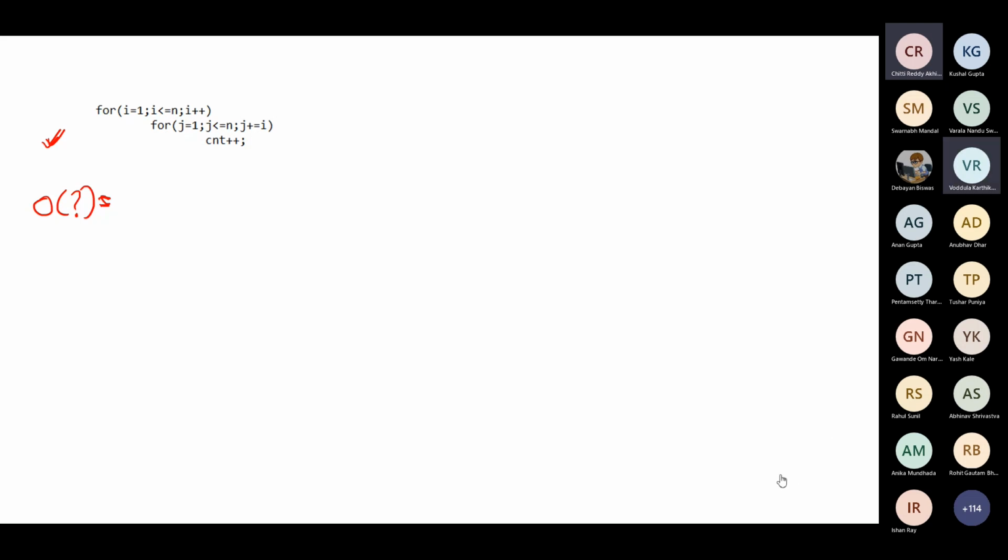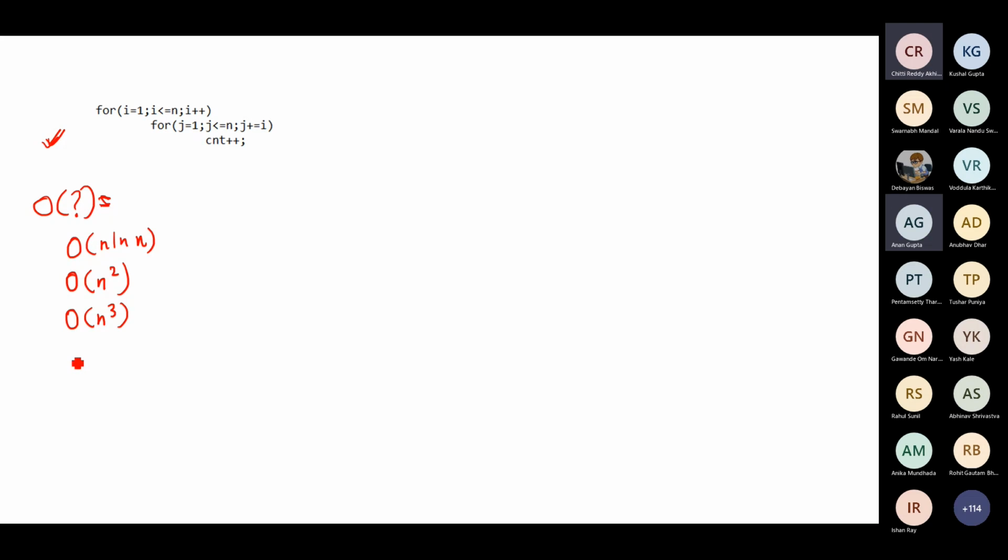Is it n log n? Is it n square? Okay, so we have guesses: n log n, n square. Anyone else? Yes, can you repeat? N cube. N cube, okay. Any other guesses? N log 2.